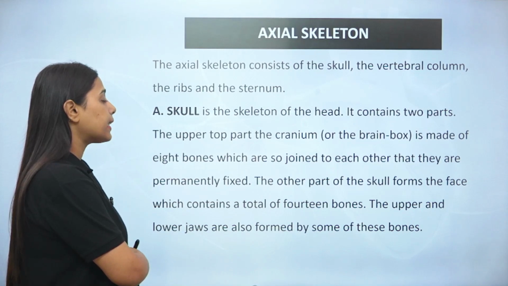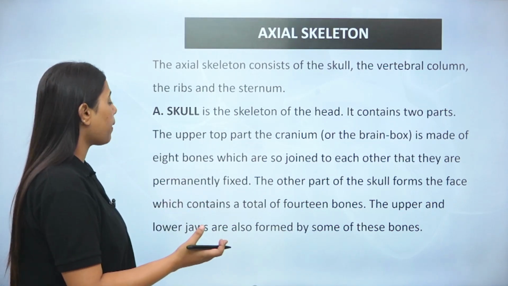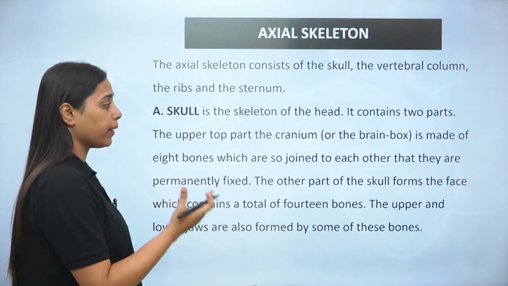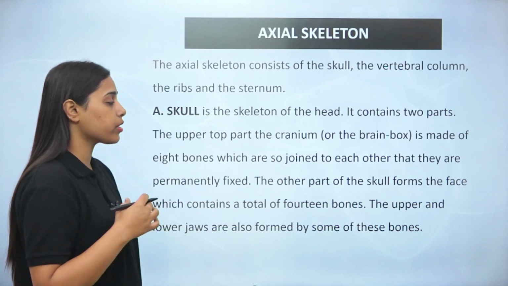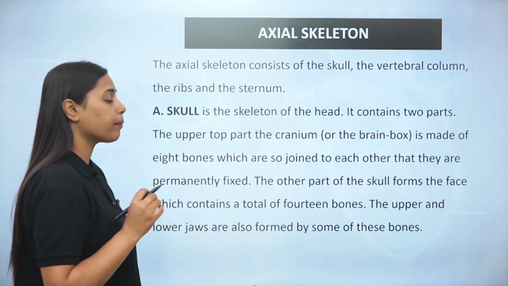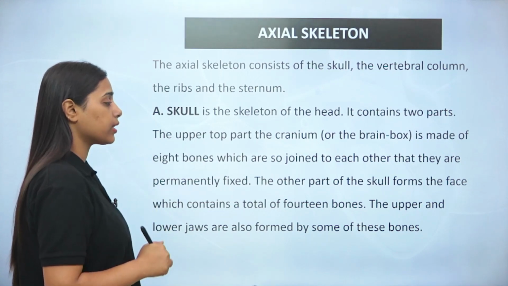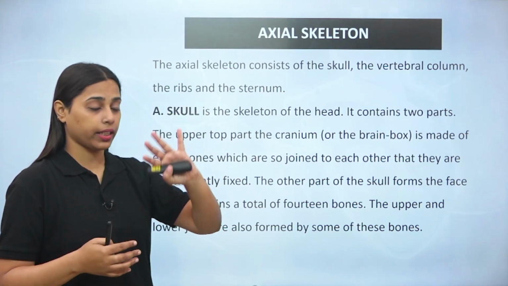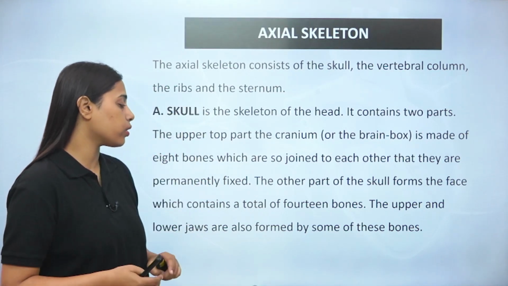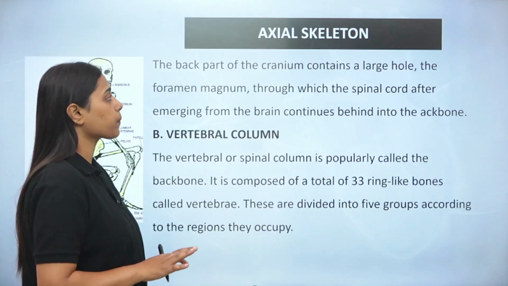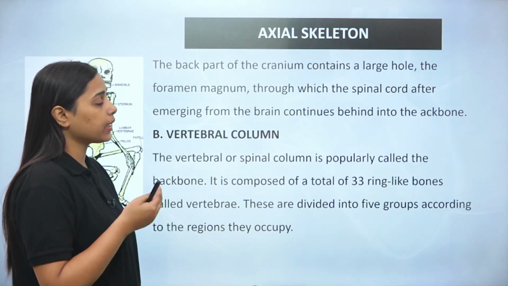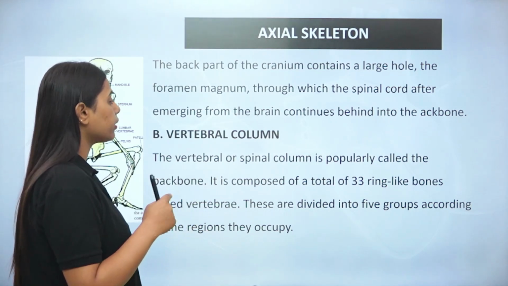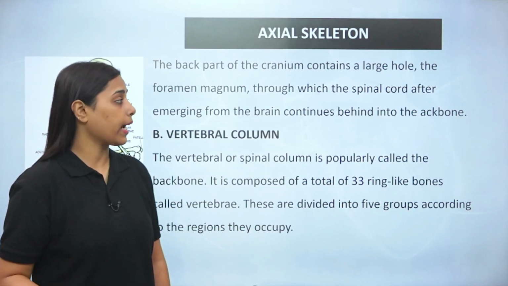A skull now. It is the skeleton of the head. It contains two parts. The upper top part is the cranium or the brain box. It is made up of 8 bones which are so joined to each other that they are permanently fixed. The other part of the skull forms the face, which contains a total of 14 bones, and in the cranium part there are 8 bones. The upper and lower jaws are also formed by some of these bones only. The back part of the cranium contains a large hole, the foramen magnum, through which the spinal cord, after emerging from the brain, continues behind the backbone.